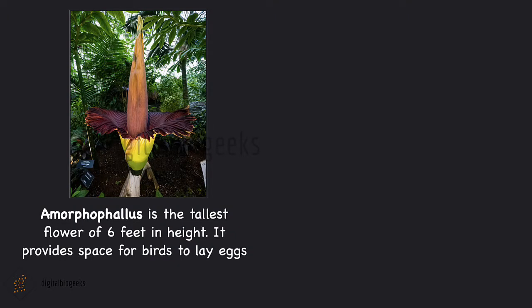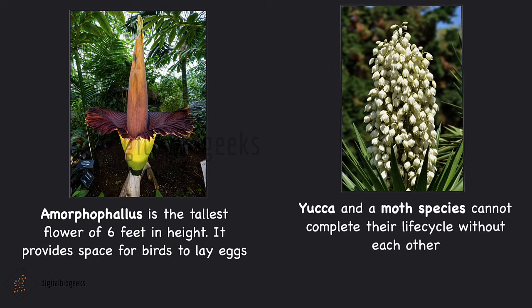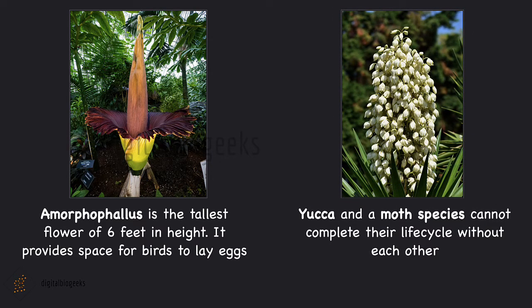Another reward is that some flowers provide space for insects to lay eggs. Example, Amorphophallus, which is the tallest flower at about 6 feet in height. Another plant called yucca cannot complete its life cycle without a moth. The moth deposits its egg in the locule of the ovary of the flower, and in turn the flower gets pollinated by the moth. The larvae of the moth come out of the eggs as the seeds start developing.